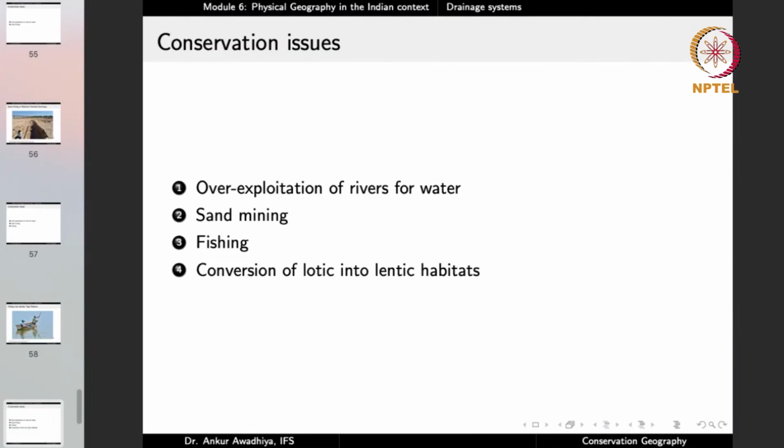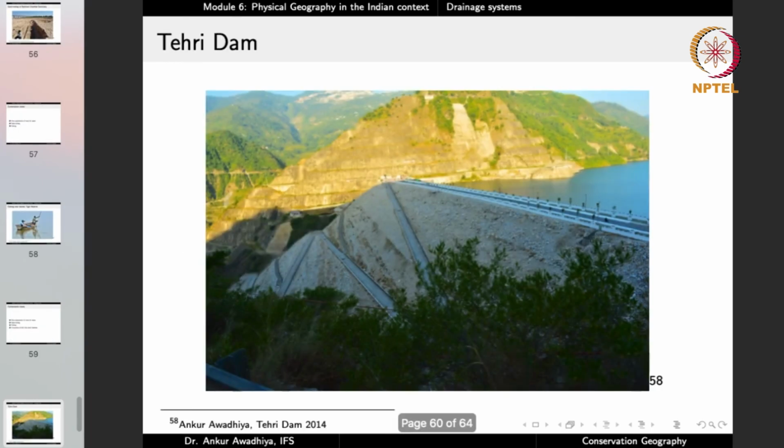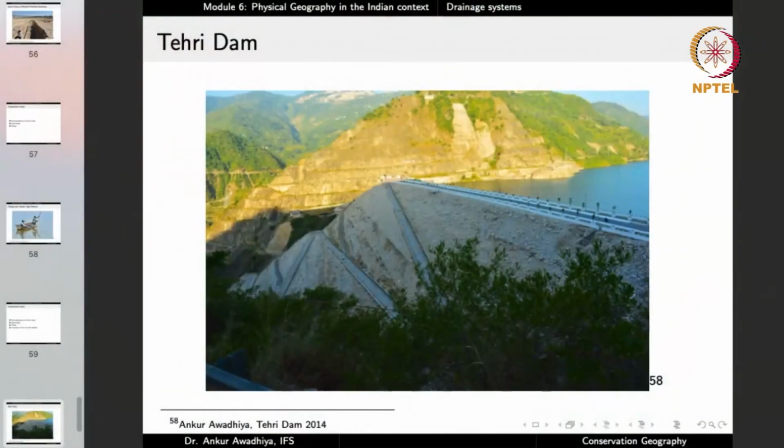Conversion of lotic habitats, which is flowing water, into lentic habitats, which is stagnant water, such as dams. Now, the lotic habitats of rivers provide a habitat for a very different sort of organisms as compared to a lake ecosystem. Now, when we construct a dam, we convert a river into a lake. And so this is another big conservation issue that we are facing now.